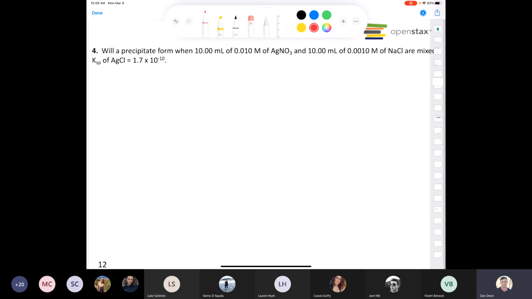Look, if I have 10 mL of 0.010 molar silver nitrate, well, nitrates are soluble. So if I have silver nitrate, it's going to dissolve completely to give me silver ions plus nitrate ions. Silver ions are of interest to me because silver chloride is what I'm trying to determine if it's going to form or not. So instead of making an ICE table, I just want to do it a little bit quicker.